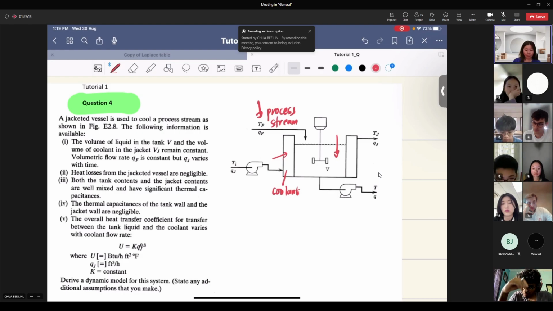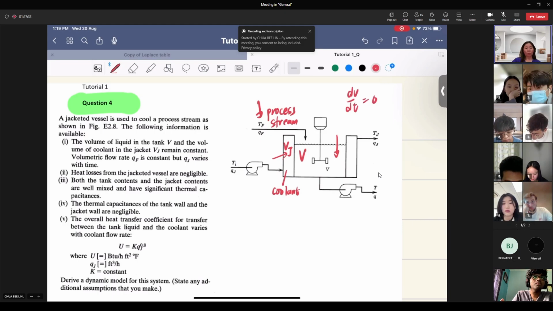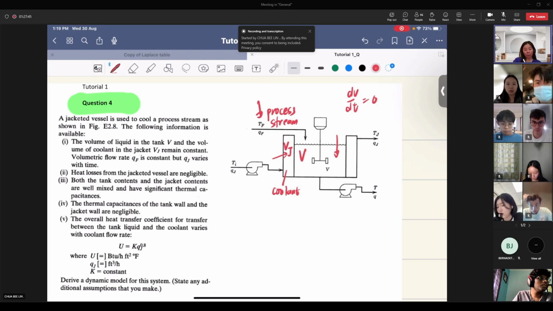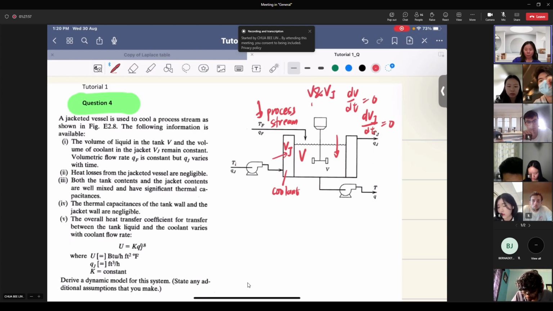The volume of liquid in the tank, V, and the volume of coolant in the jacket, V_J, remain constant. In the lecture, we learned that if volume remains constant, dV/dt equals 0. If not, you may have to solve using the chain rule, which we have covered in the lecture slides already. In this case, volume is constant, so dV/dt is 0. Same goes for dV_J/dt, also 0, because V and V_J are both constant.